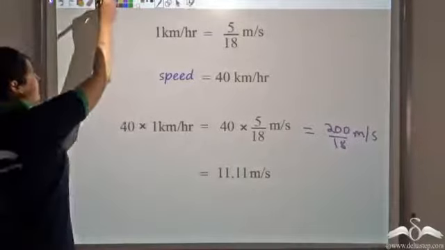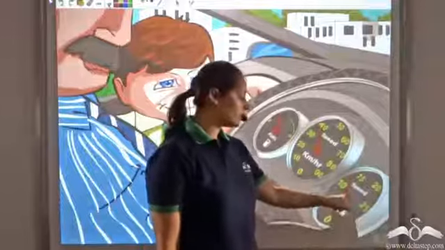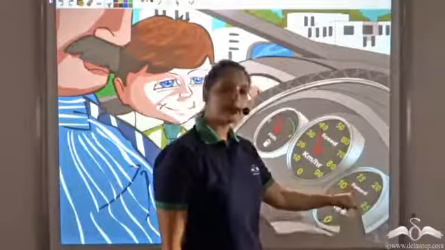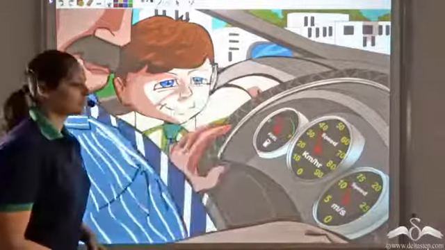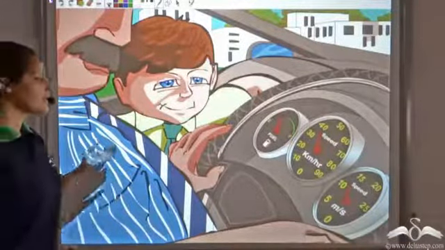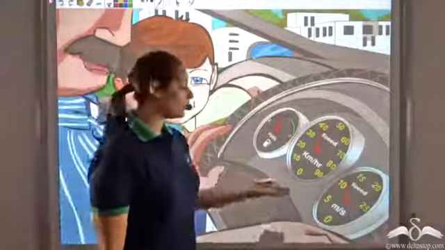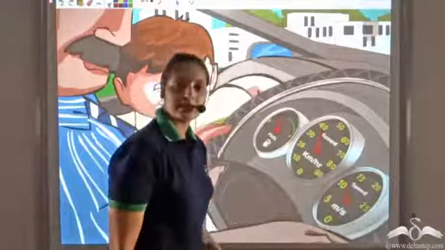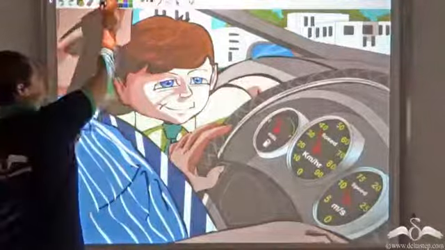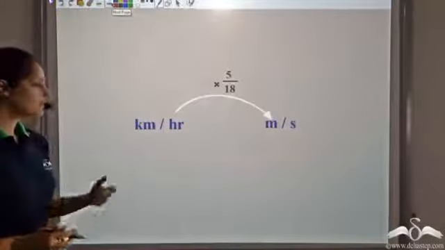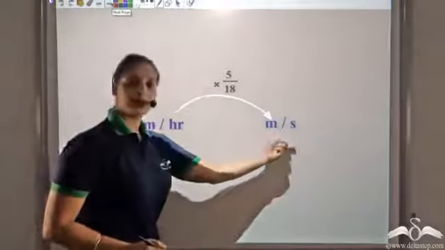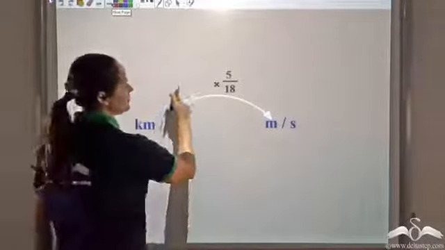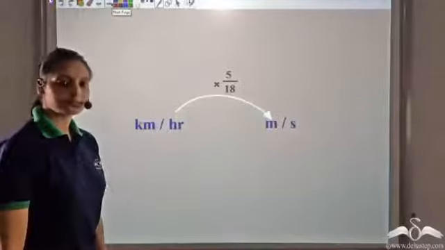Now which again is right? He saw that in meters per second, the pointer showed a reading which is greater than 10 but less than 15. So it is around 11.11, which is correct. So that is how we convert speed into kilometers per hour or meters per second. We've seen that to convert the speed from kilometers per hour to meters per second, we multiply by 5 by 18.